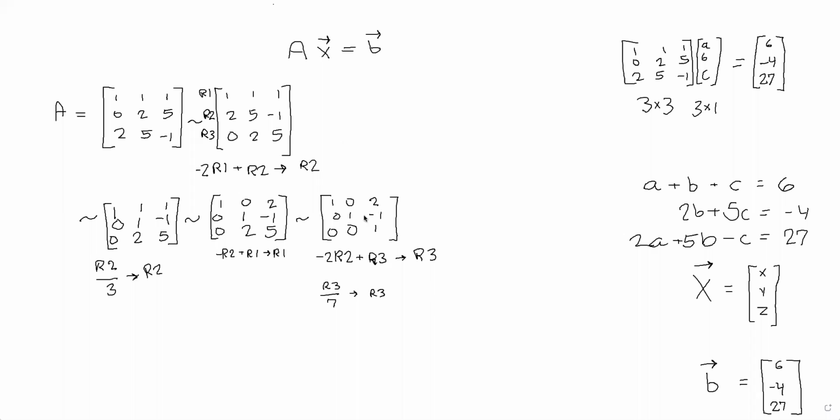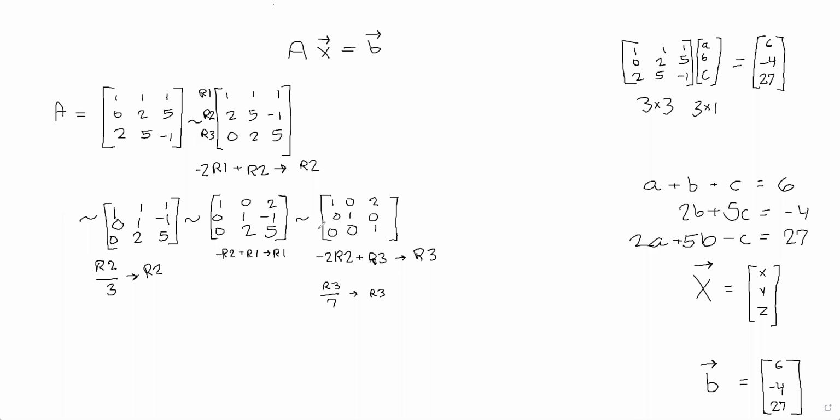So now all we need to do is add row 2 and row 3 together and put the result in row 3. So 1 plus 0 is 1. That's going to be unchanged. -1 plus 1 is 0. All right, we're almost there.